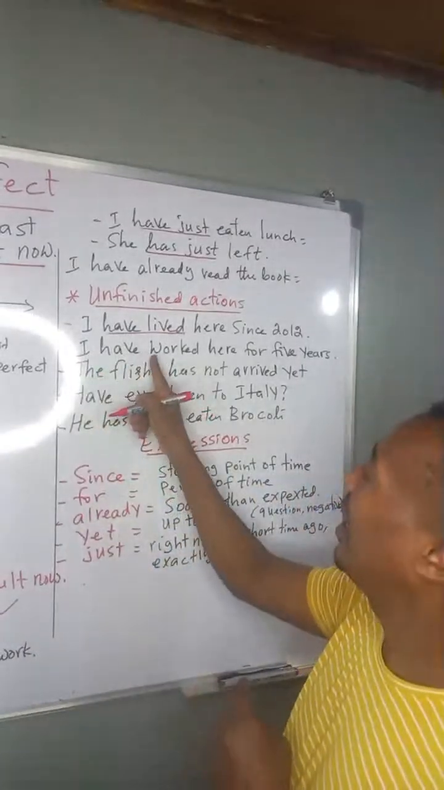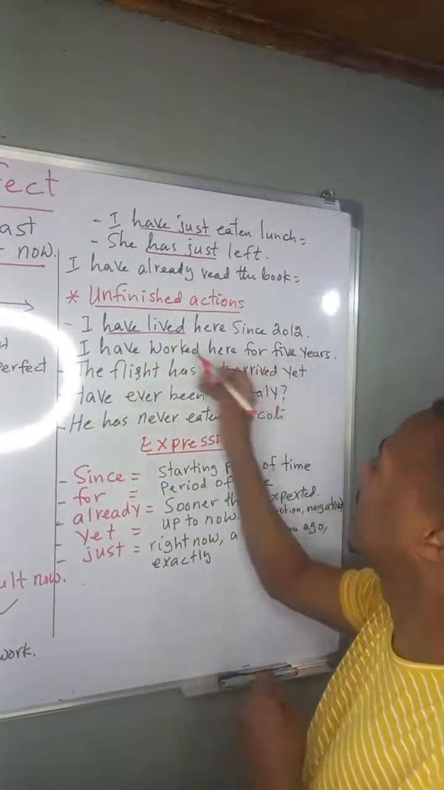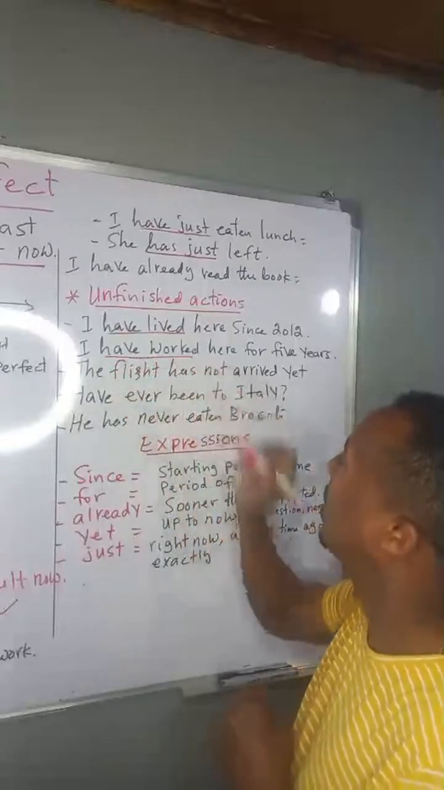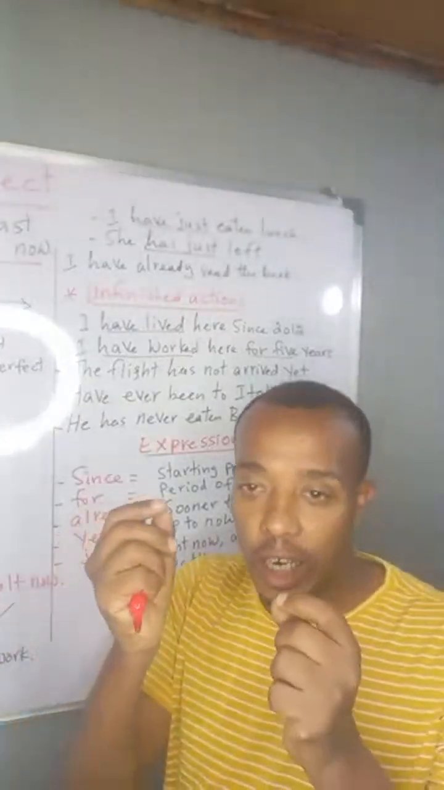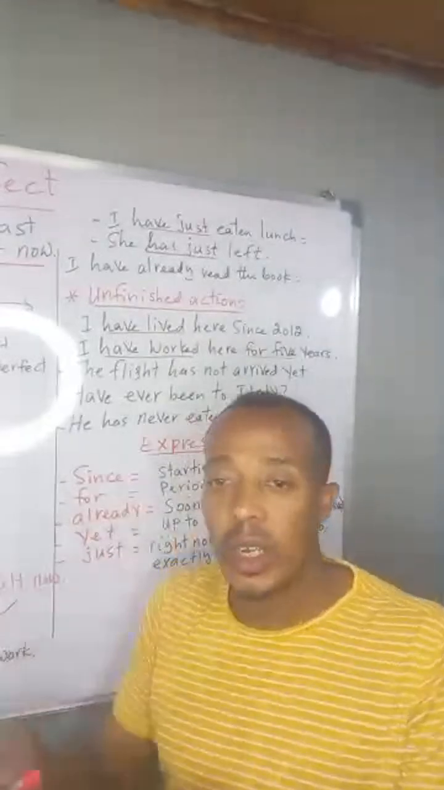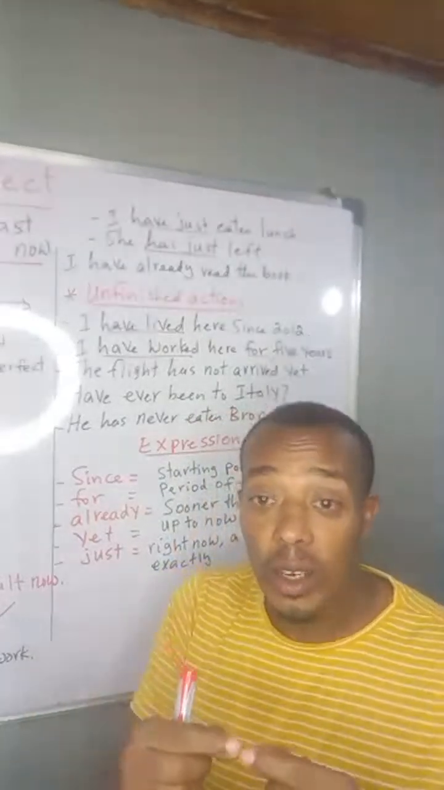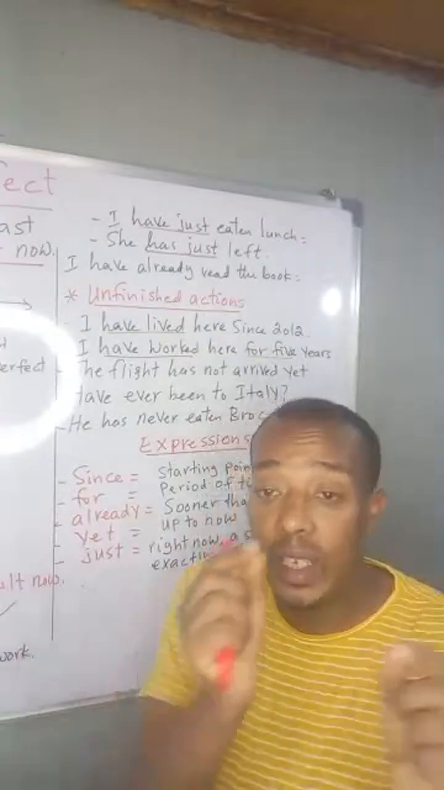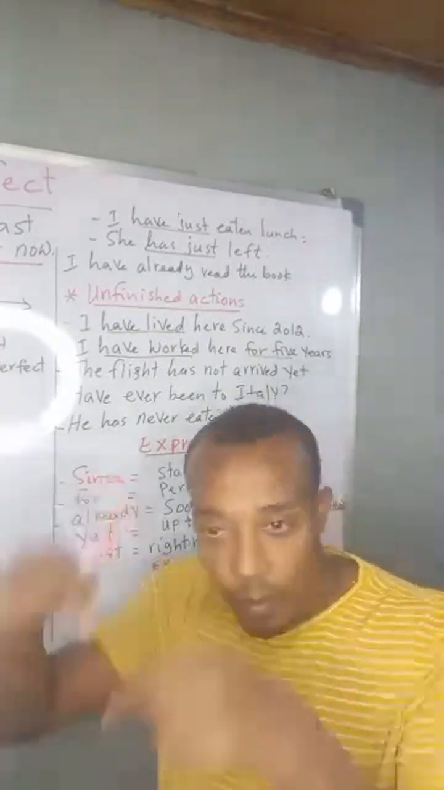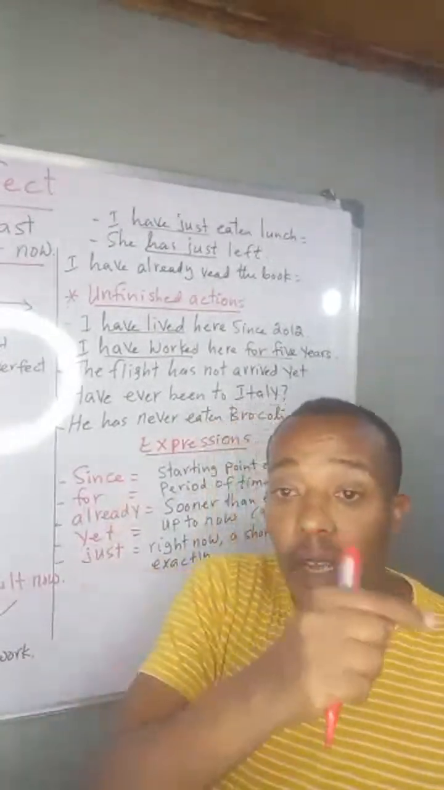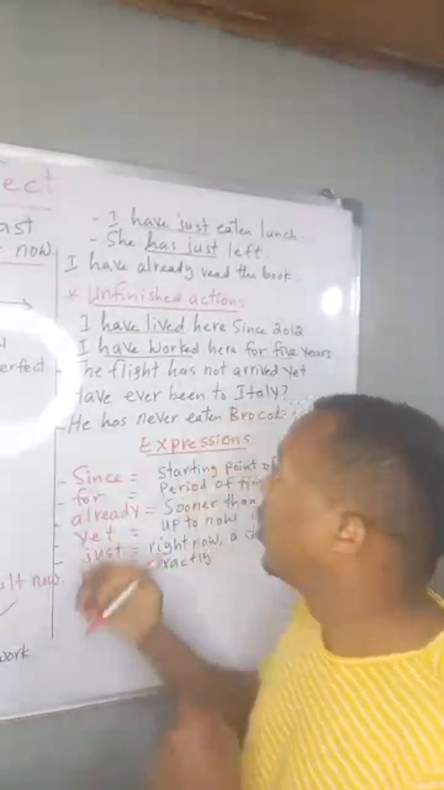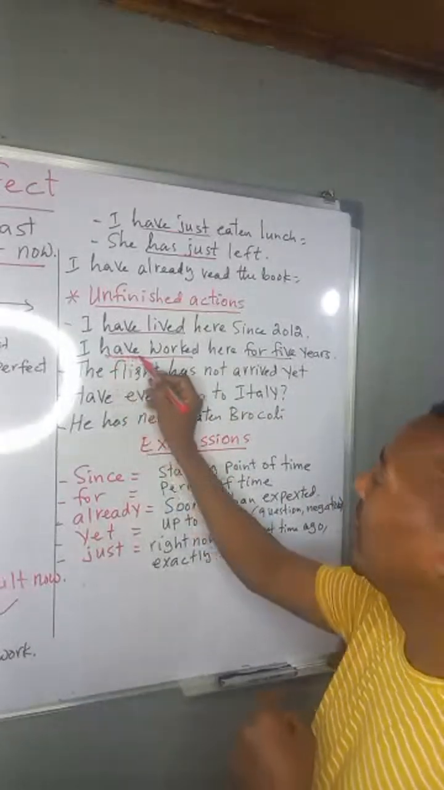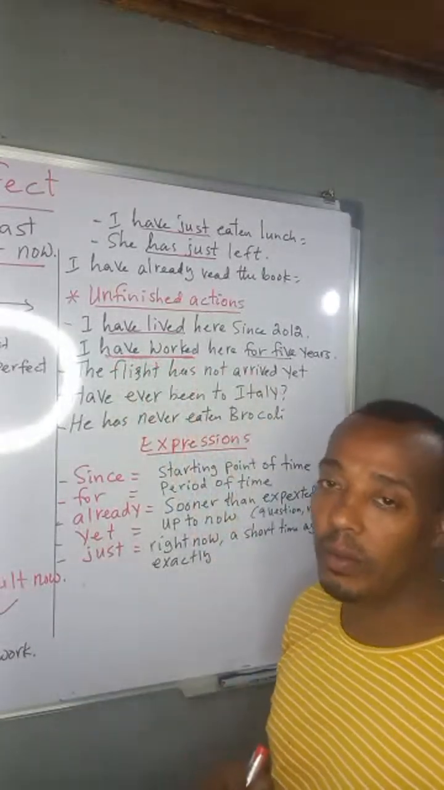Second, I have worked here for 5 years. I started working here 5 years ago and still I am working here. Or I am still here. So an action that started in the past and continues up to the present time.